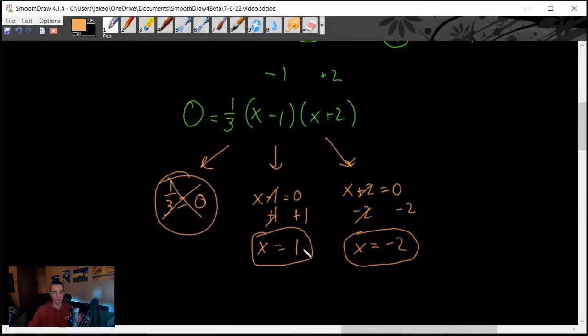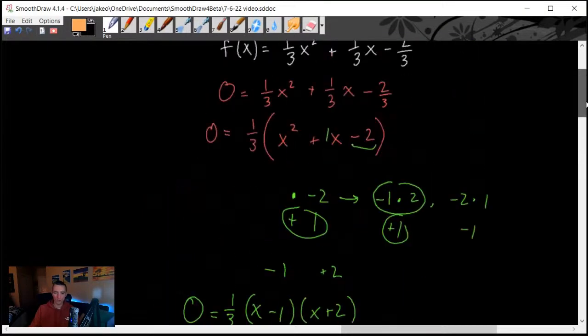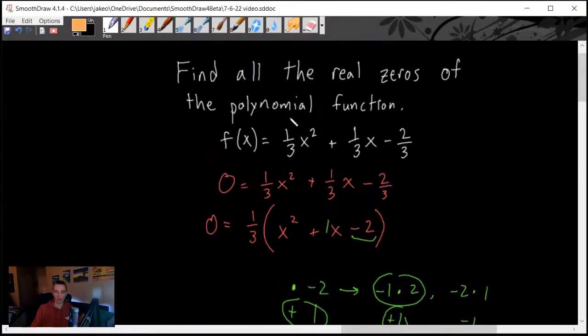And, interesting thing, if we were to take 1 and negative 2 and plug them back into our full function, we should get 0. That's one way you can confirm that your solution actually makes sense.